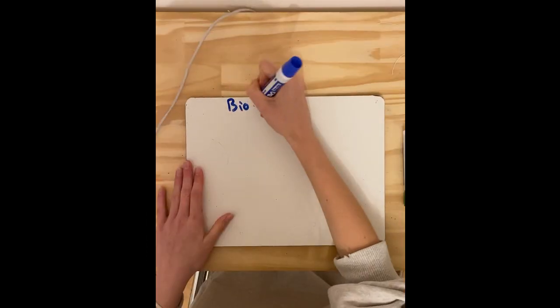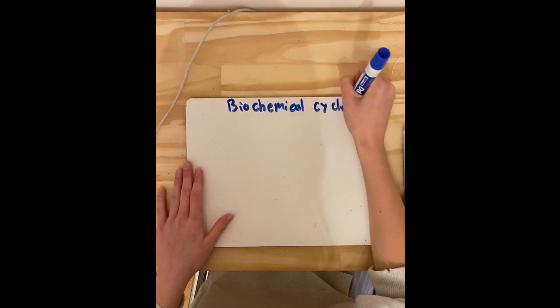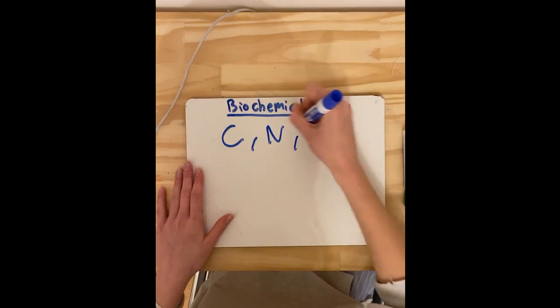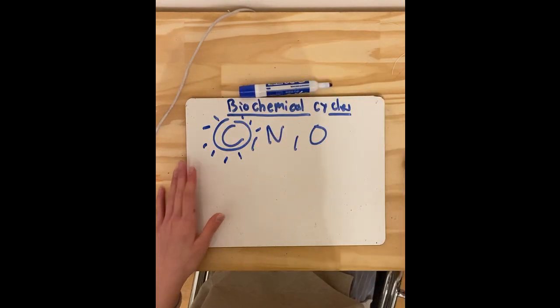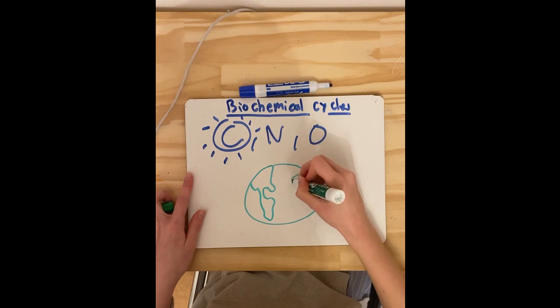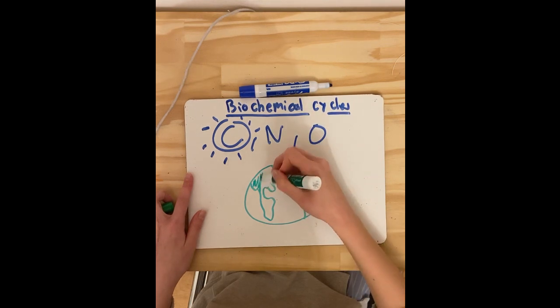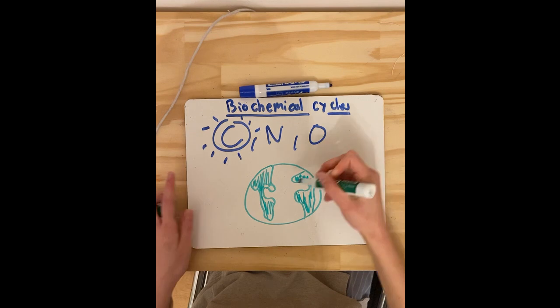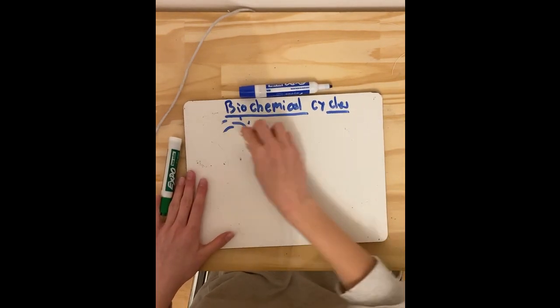The next important thing you need to know about rainforests to understand them better are the biochemical cycles. The most important biochemical cycles in the rainforest are the carbon, nitrogen, and oxygen cycles. They play a key role in global climate control and terrestrial carbon sequestration. The carbon cycle is essential to the function of the rainforest system.